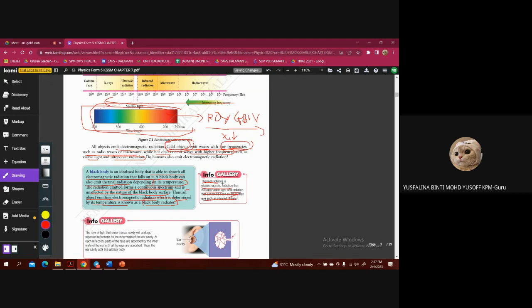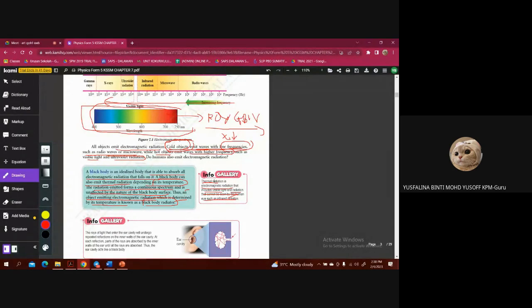Okay, so thermal radiation is electromagnetic radiation that includes visible light, the colors that we can see, and radiation that cannot be seen by humans, such as infrared. You cannot see infrared, you cannot see radio waves, we cannot see microwaves, right? That is called thermal radiation.